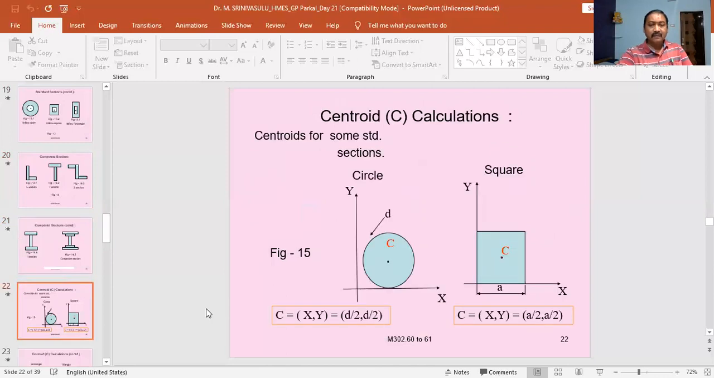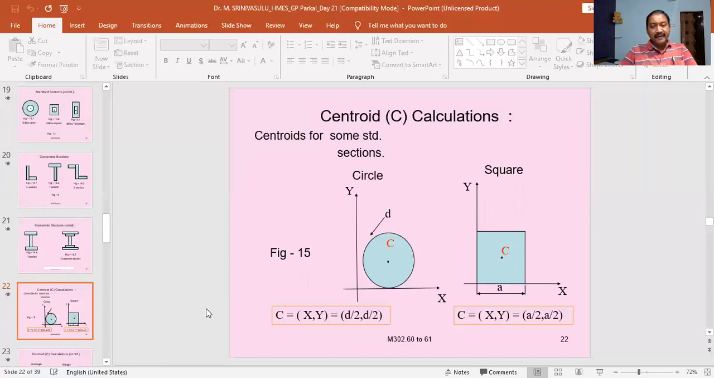Now coming to the calculation part, how to calculate. Still we are discussing the basics of centroids. Now these are the calculations of the centroid. How to locate it is a very important thing. First take the case of the circle. The circle is specified by a radius or diameter, and in the present case, it is specified with a diameter d.